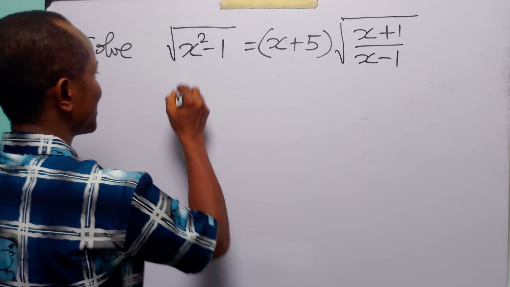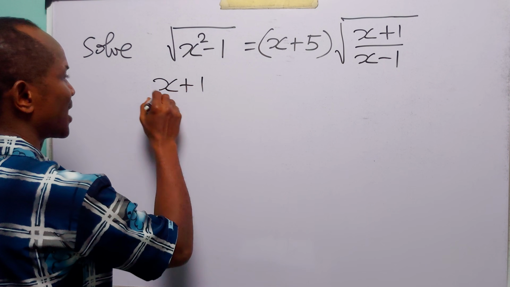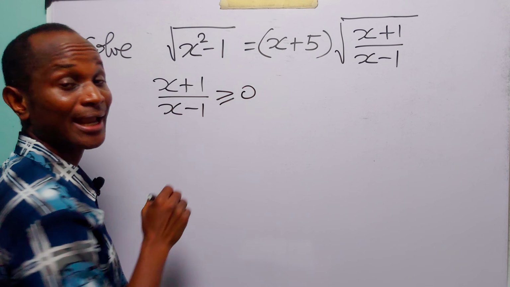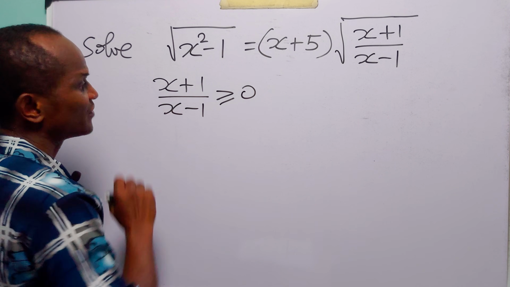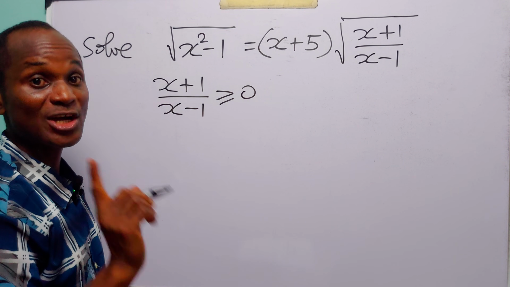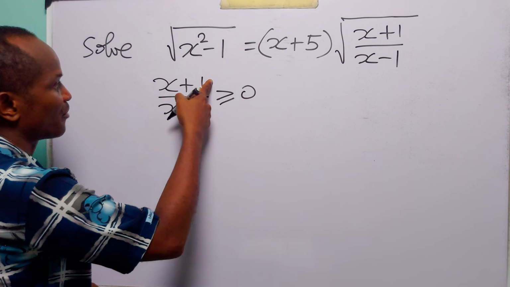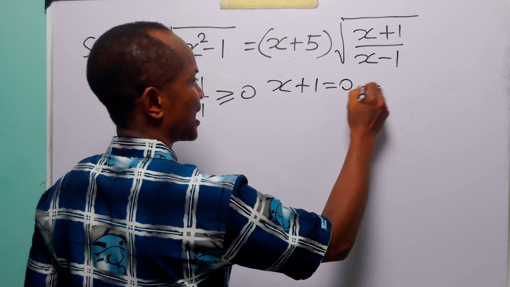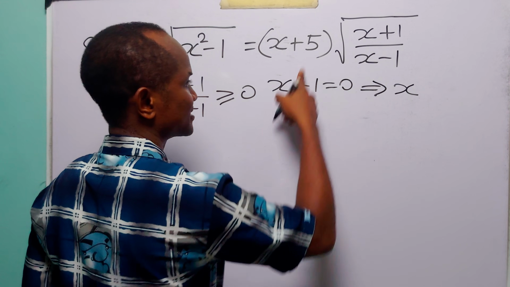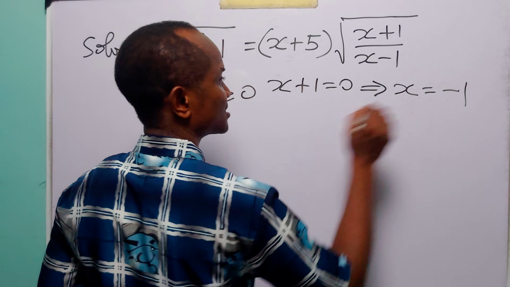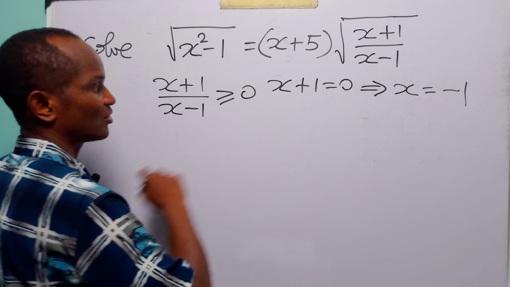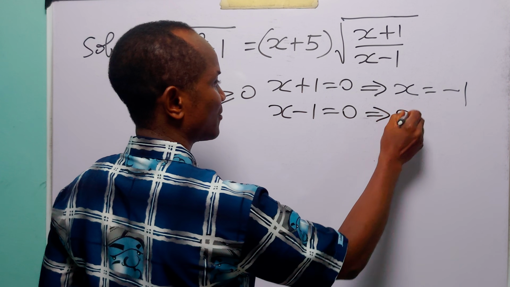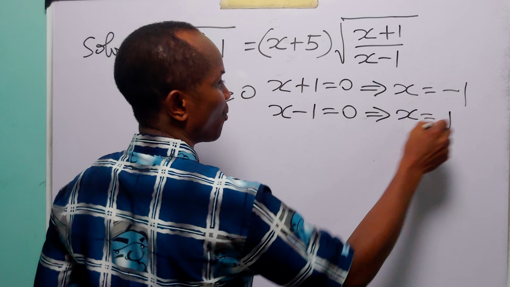So, from here, we have that (x plus 1) over (x minus 1) must be greater than or equal to 0. Now, to solve this inequality, let us find the critical points. From the numerator, we have x plus 1 equal to 0, and of course, from here, we have x equal to minus 1. From the denominator, we have x minus 1 equal to 0, and from here, we have x equal to 1.